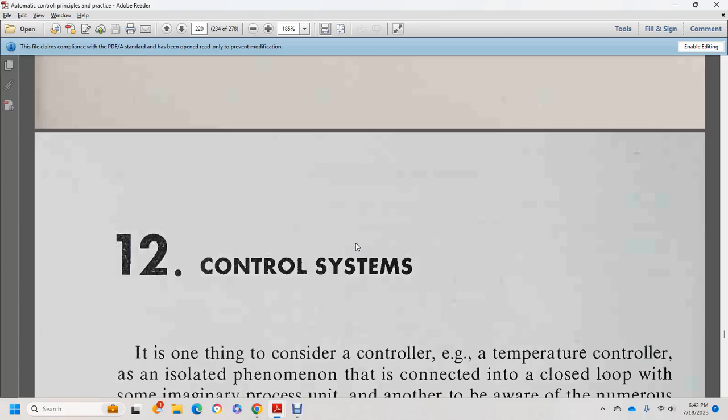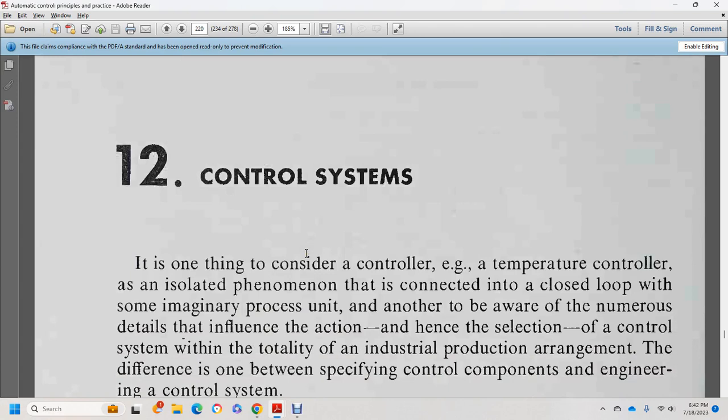Alright, automatic control principles and practices. Chapter 12, control system. Consider the control of temperature, the control of the phenomenon, activity with the closed loop, with the measuring process, and inevitably be aware of the numerous details, the influence of the action, hence the selection of the controls of the total industrial production arrangement.